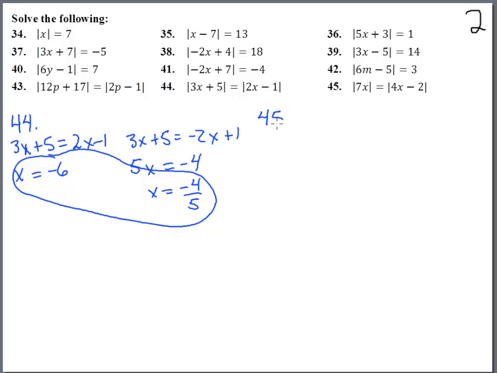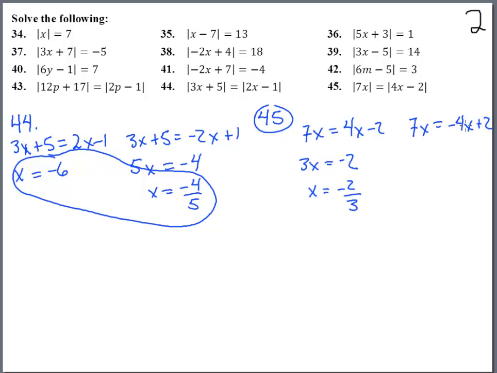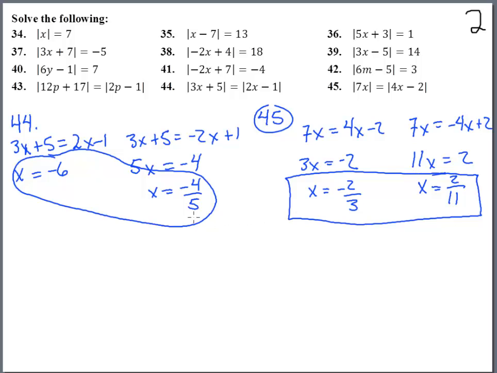And number 45. 7x equals 4x minus 2 will give us one equation. And 7x equaling the opposite of that, negative 4x plus 2. Make sure you get the negative everywhere. Subtract 4x and we get 3x equals a negative 2. Divide by 3 and we get x equals negative 2/3. Here if we add 4x over, we get 11x equals 2, and then divide by 11. X equals 2/11. And there you have them.